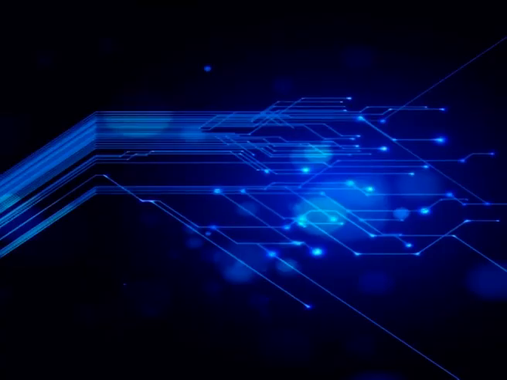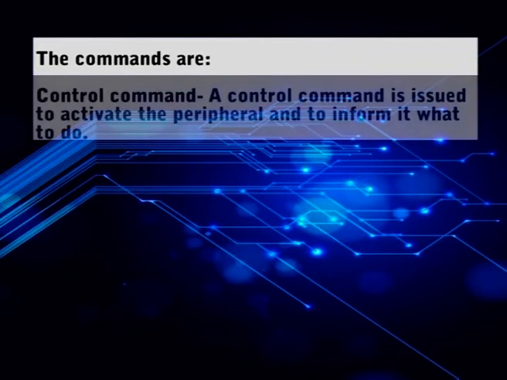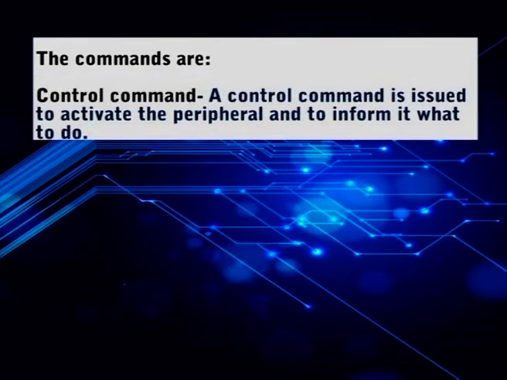Each peripheral has its own controller. For example, the printer controller controls the paper motion, the print timing, etc. The control lines are used for transmitting input-output commands. The commands are: number 1, control command. A control command is issued to activate the peripheral and to inform it what to do.